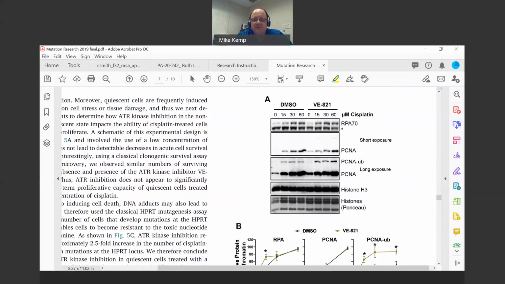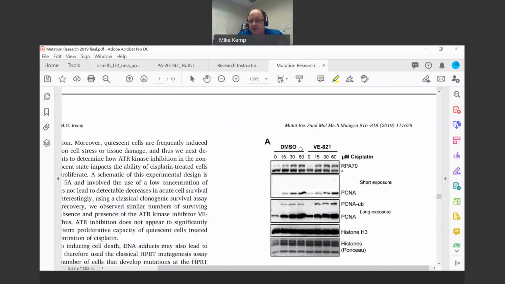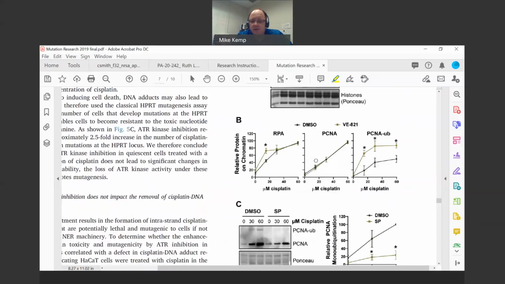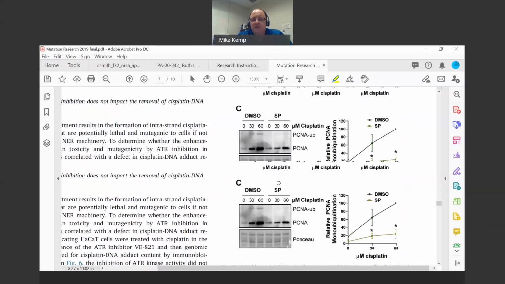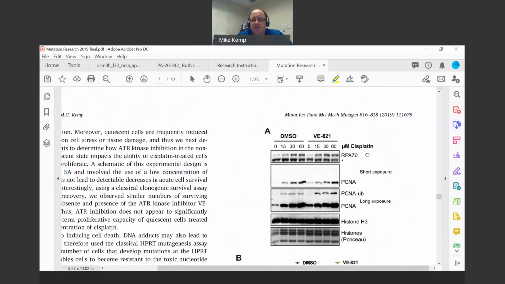And so in figure 7, what we've done is to treat cells just as before with the vehicle or ATR inhibitor, expose cells to increasing doses of cisplatin, and then I believe this is 24 hours later, we harvested the cells and looked at a couple different proteins. One is RPA. RPA is a single-stranded DNA binding protein. So it's thought to bind those single-stranded DNA gaps that are generated by repair. And we can certainly see a dose-dependent increase in RPA binding to chromatin.